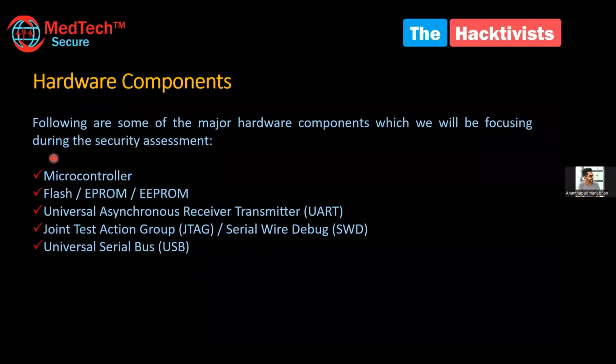So those major components are the microcontroller, followed by flash or EEPROM, and the other two are the protocols, that is UART, which stands for Universal Asynchronous Receiver Transmitter, and JTAG and SWD, which is followed by USB. So we'll be looking into detail about each of these components in the coming slides.